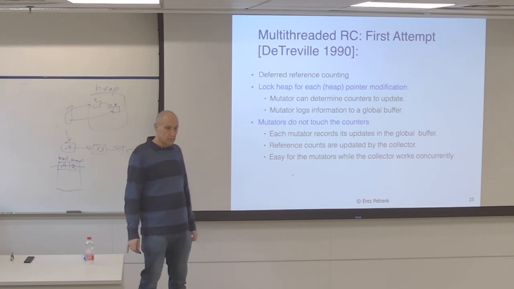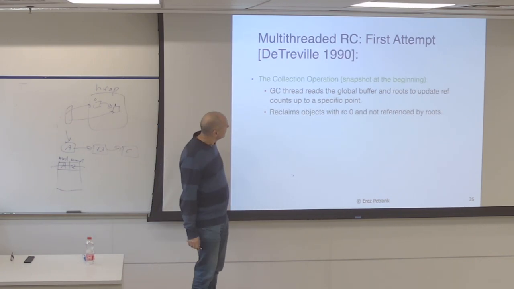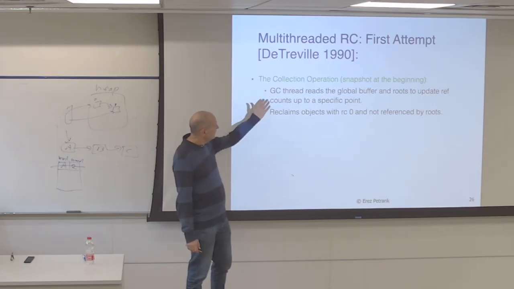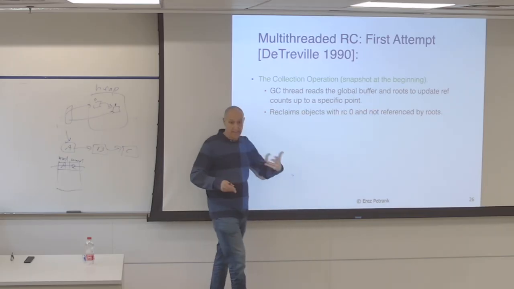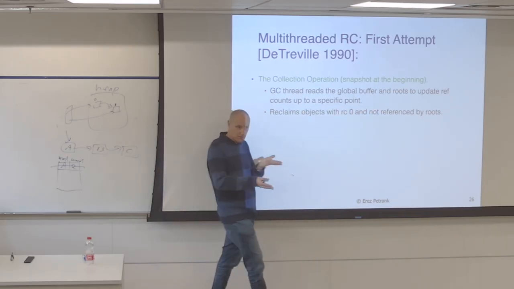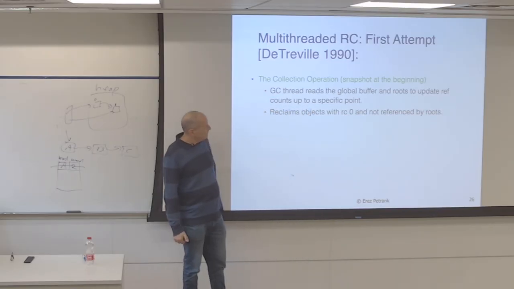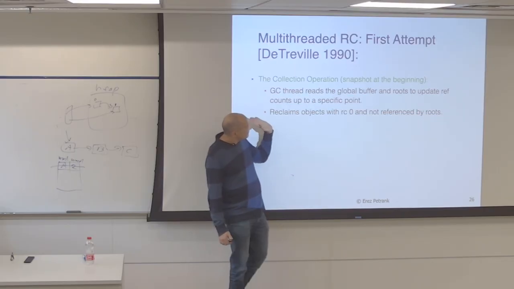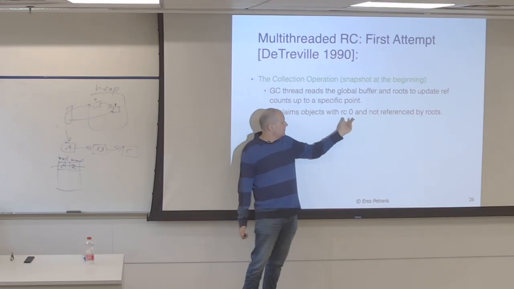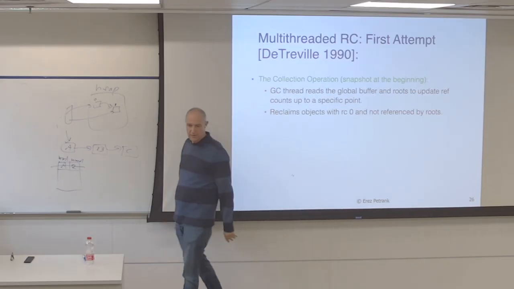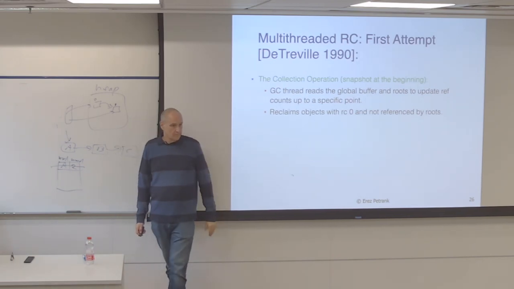This is how it was done, and it was a lot of overhead. In the write barrier, at the collector, it just reads the buffer. They did a global buffer because in any case they used the lock, so it was not a problem additionally. And they just read the buffer, apply all the buffers, and then it reclaims objects with reference count 0 that are not referenced by the roots.